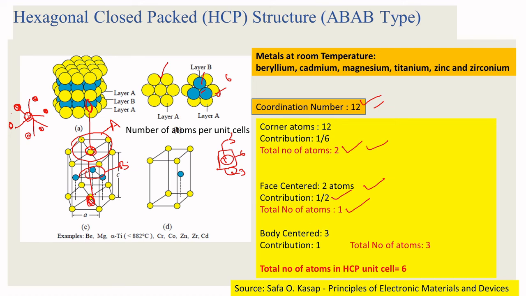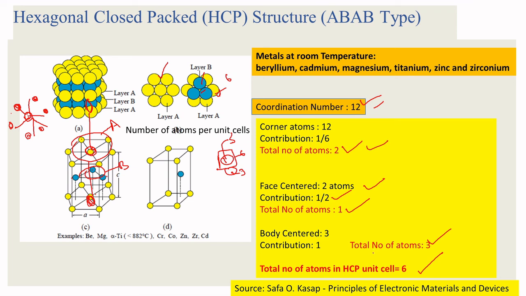And the body center is 3: 1, 2, 3. These are connected completely to the inside of the cell, not to the outside. You can see here this is only to the center. It is completely bounded within the structure, not shared with the outer structure. So the contribution will be only 1. So 3 into 1, the total is 3 atoms. So 3 plus 2 plus 1, totally 6.